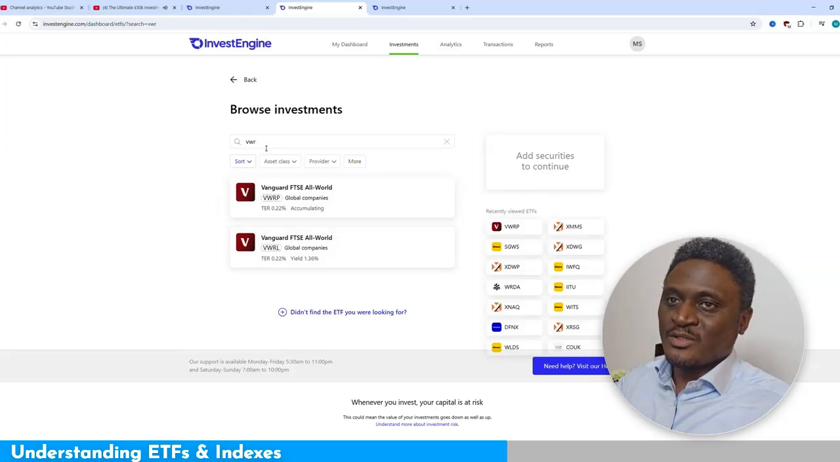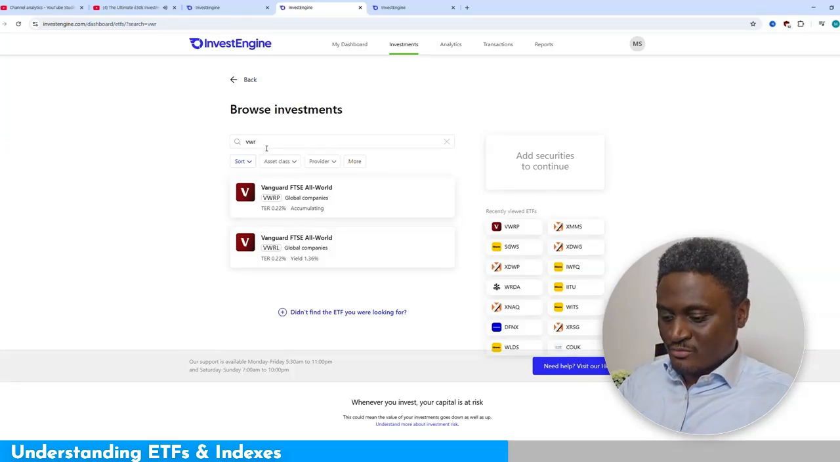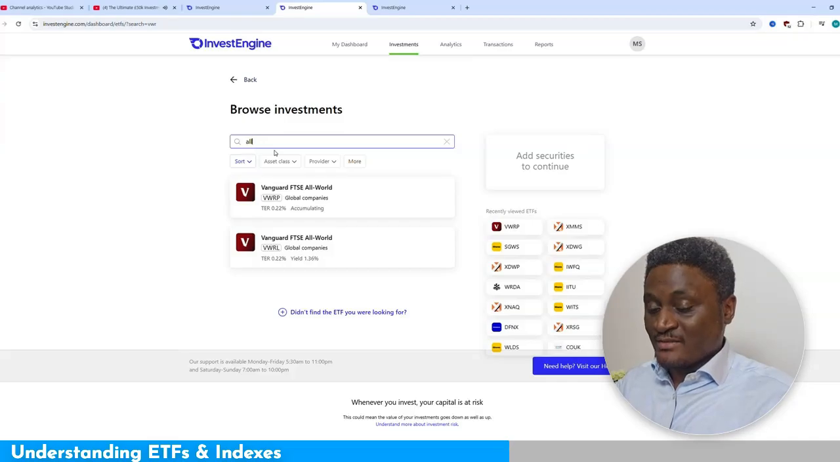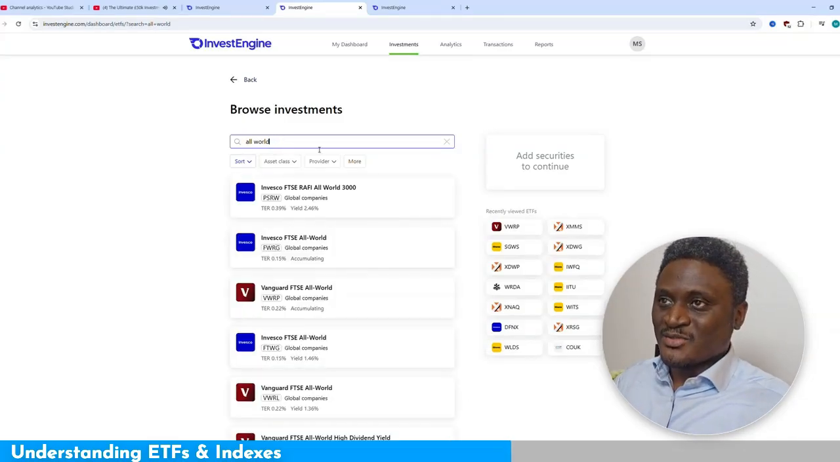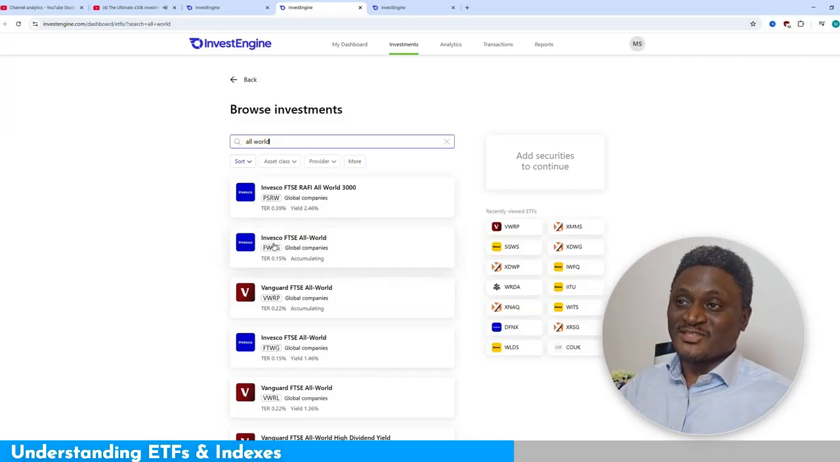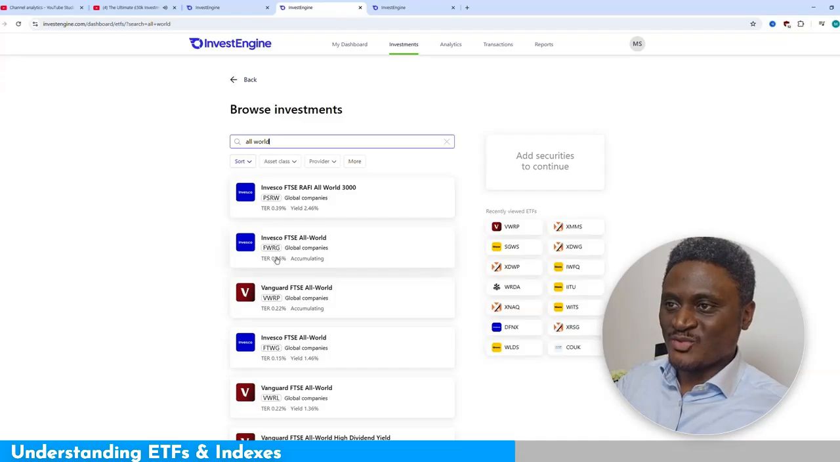Now, there are other ways you could do this. It's possible for you to search for all world and see if there's any other ETF provider that's tracking the same index. So you see these guys, Invesco FTSE All World. So it's the same index, but now it's a different ETF provider. So it's like saying a different TV station. And these two guys are providing the same index.